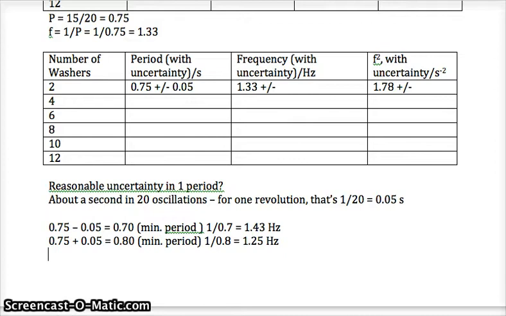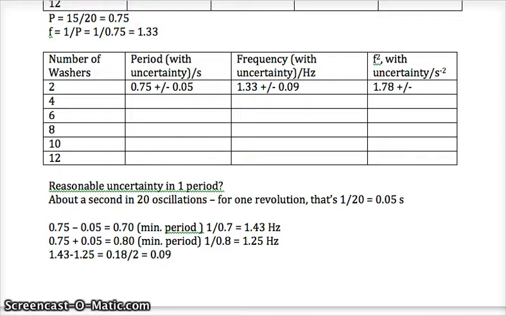Now the difference between those two, 1.43 minus 1.25, is equal to 0.18. And so half of the range gives you your uncertainty. So you take that and divide it by 2, it's 0.09. So our uncertainty in our frequency is 1.33 plus or minus 0.09. The point of you going through this is to see that the uncertainty gets bigger and bigger and bigger the more you do with the data.